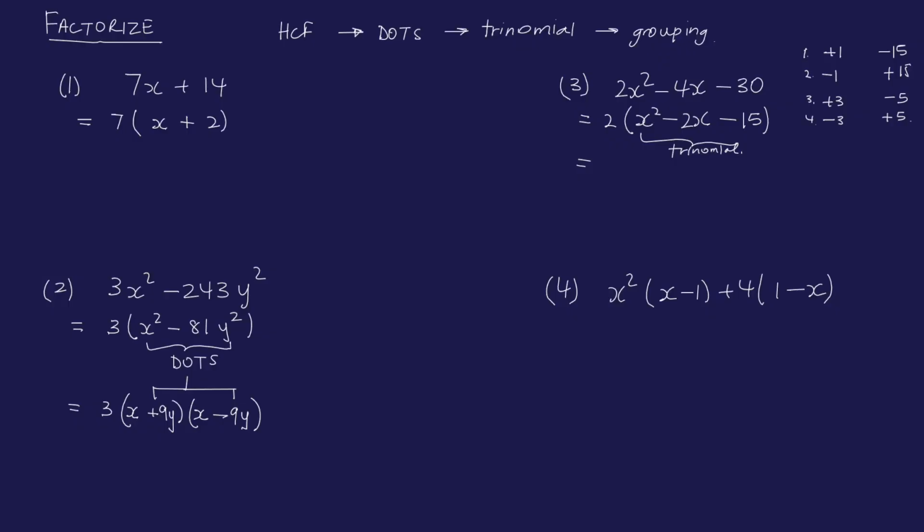I need to pick one option so that when I add those factors, I should get negative 2. If I check each one, 1 minus 15 is minus 14. That's not correct. We are looking for negative 2. Minus 1 plus 15, that's 14. That's wrong. Let's look at this one. We got 3 minus 5. That is negative 2. That is what we're looking for. And so we are going to choose this option.